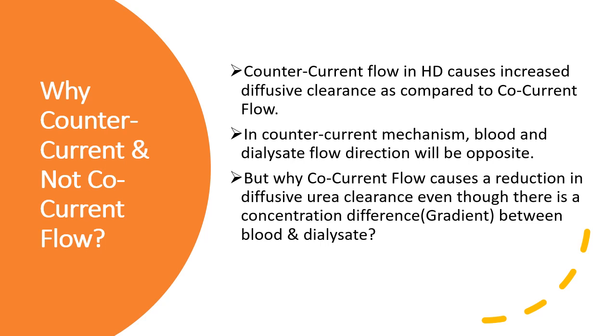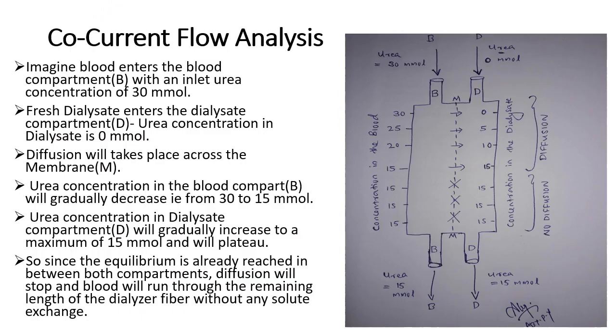So the $1 million question is why co-current flow causes a reduction in diffusive clearance of urea or any other solute, even though there is a significant concentration difference between blood and dialysate. Let me explain. First of all, this might seem a trivial question, but it is very important to know the science behind this. So let's discuss co-current or concurrent flow first.